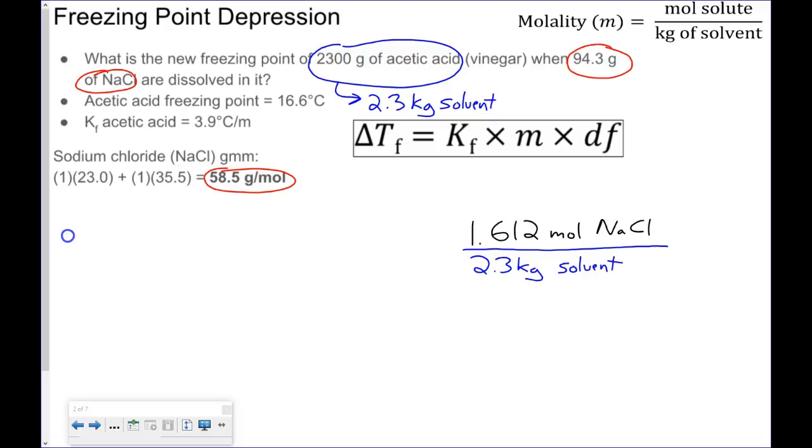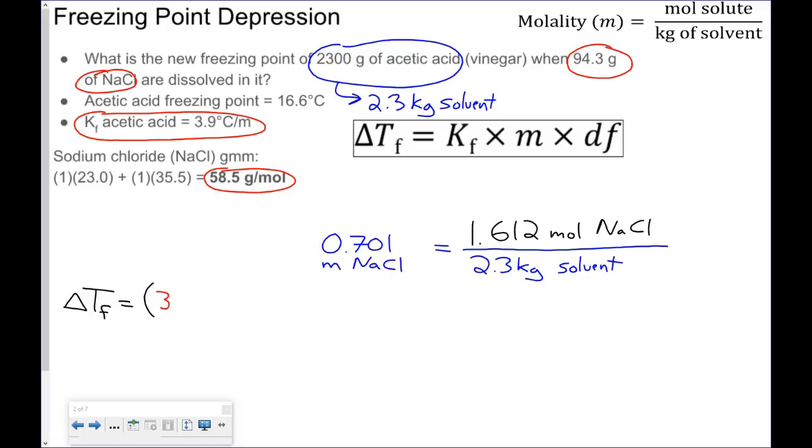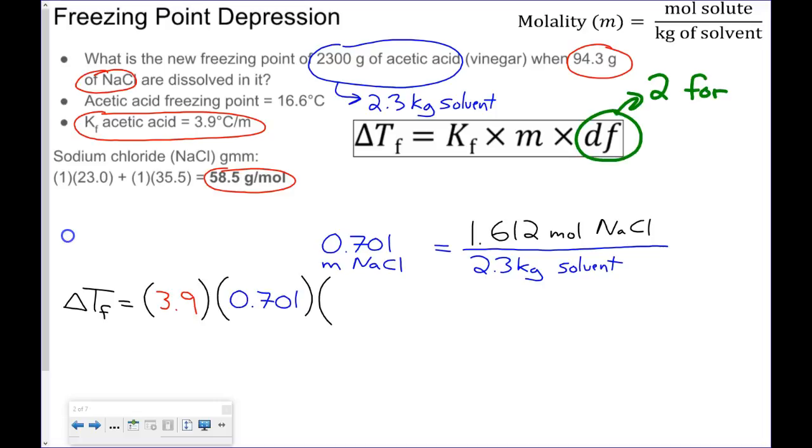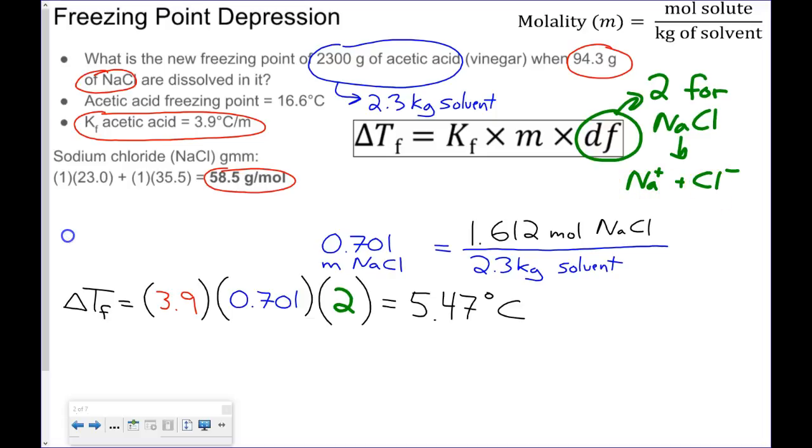Now I'm going to plug that in here and calculate the molality. Moles of solute divided by kilograms of solvent. That's going to work out to be 0.701 molal sodium chloride. I'm going to plug in my K sub F for acetic acid, which is 3.9 degrees Celsius per molal. So 3.9 times the molality, 0.701, and the dissociation factor for sodium chloride is going to be 2, because that sodium chloride is going to break up into two ions, the sodium cation and the chloride anion. So multiplying that all together, I get 5.47 degrees Celsius.